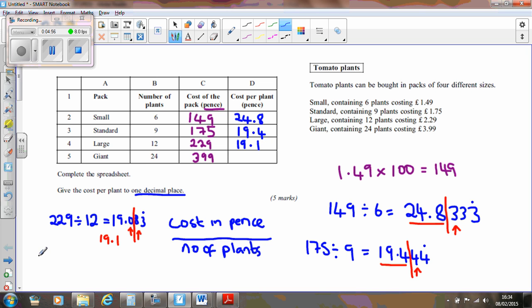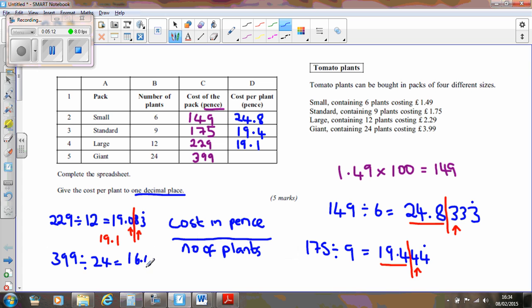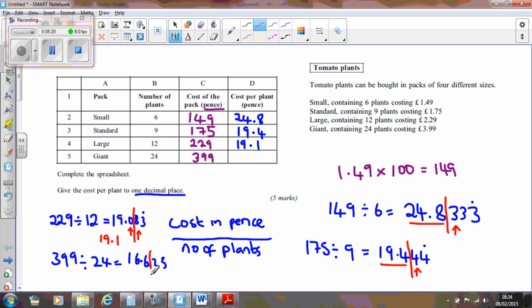And the final one is 399 divided by 24. So 399 divided by 24, 16.625. 16.625. And again, we want one decimal place. This number here is below 5, so that stays the same. So that is 16.6.